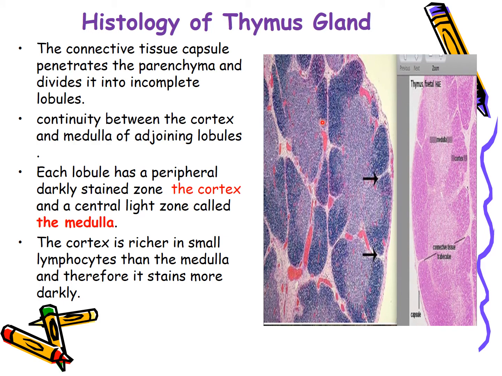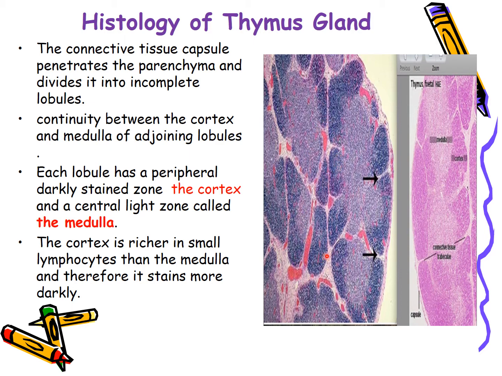Now, this is a histological section, a photomicrograph of the thymus gland. There is a connective tissue capsule around the thymus gland, and this capsule penetrates into the parenchyma and divides it into incomplete lobules. The blood vessels are transported inside the parenchyma of the gland through these septa or trabeculae. Now there is a continuation between the cortex and the medulla of the adjoining lobules.